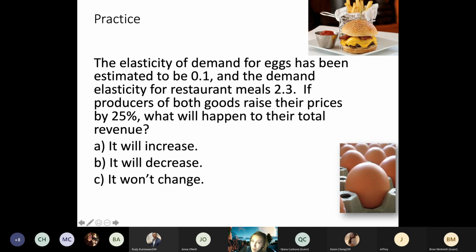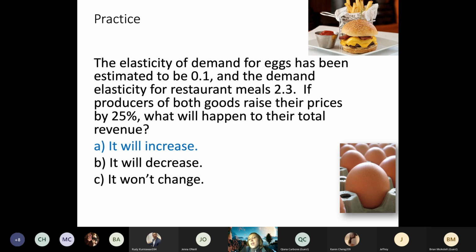Let's see. Now only for eggs first. So producers of eggs raise their prices by 25%. And we know that the demand for eggs is inelastic. So you might suspect, and rightfully so, that people will still be paying the price, right? They're not going to drop out of the market because the demand is inelastic. So yes, the revenue will increase. In this case, it will increase.